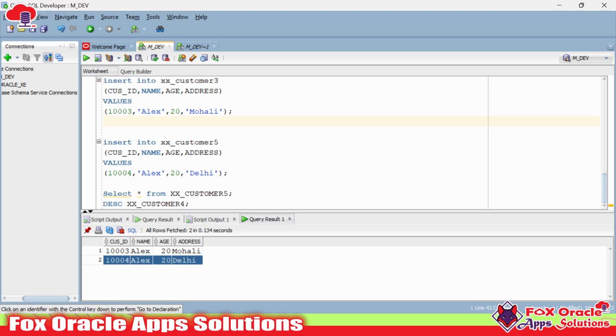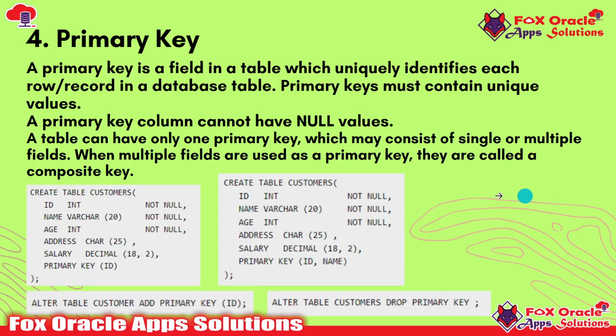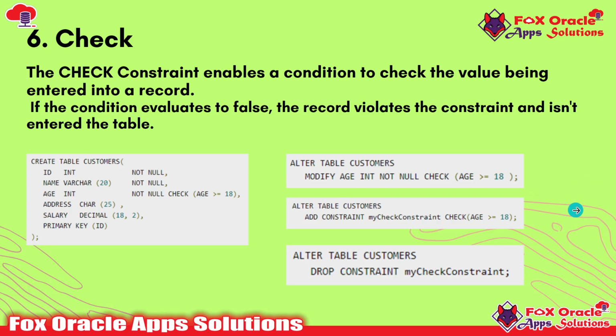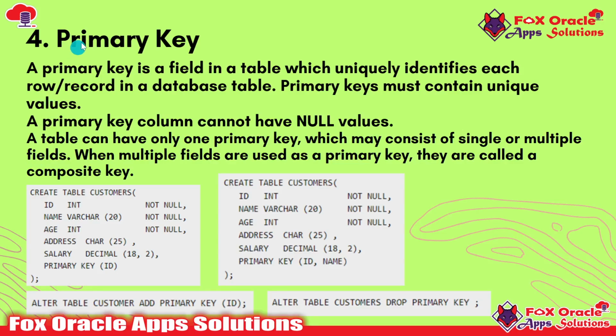So now let me go for primary key here. So let's complete the primary key, the foreign key and the check constraint in upcoming sessions, right? So let's close today, and in the next session we will start from the primary key.